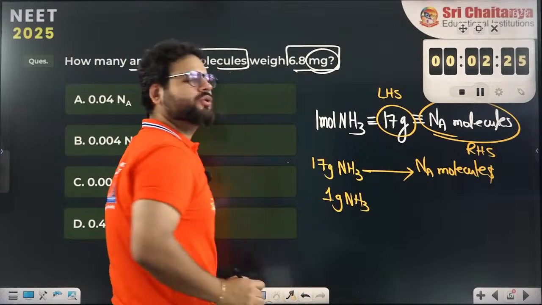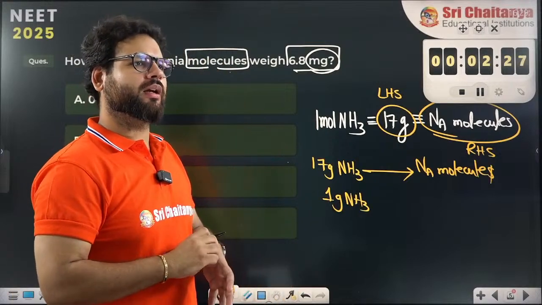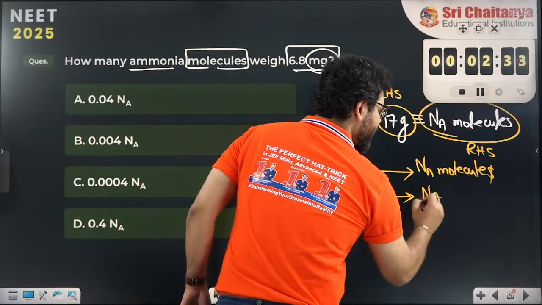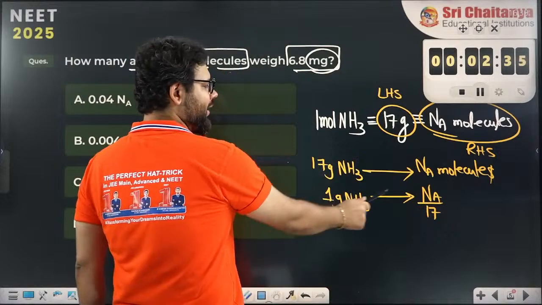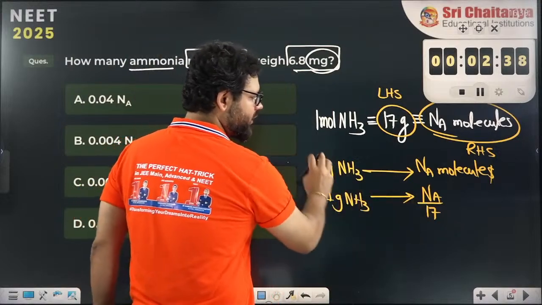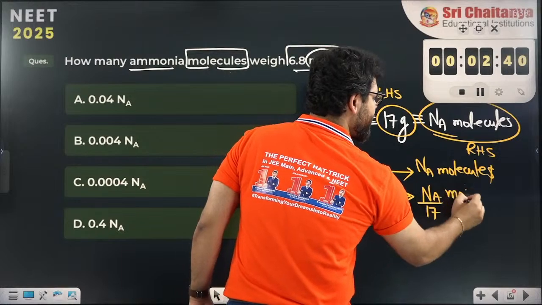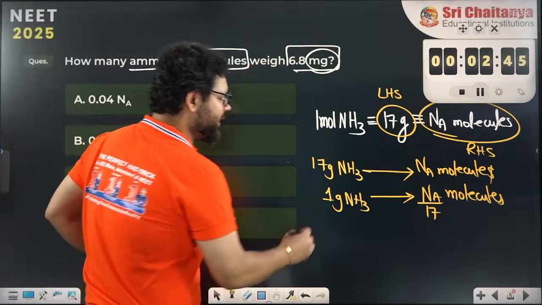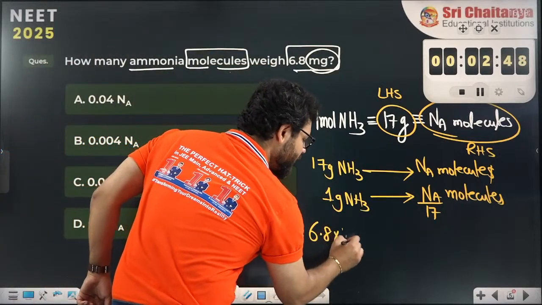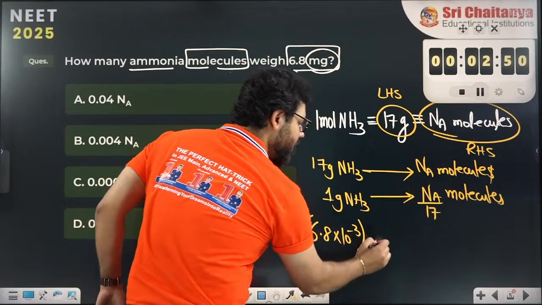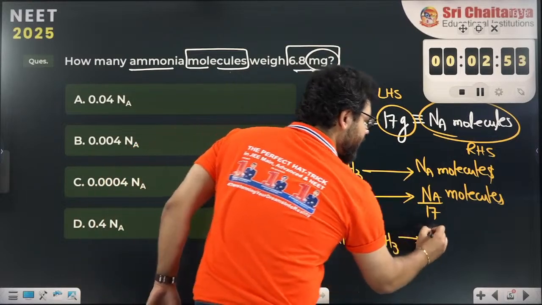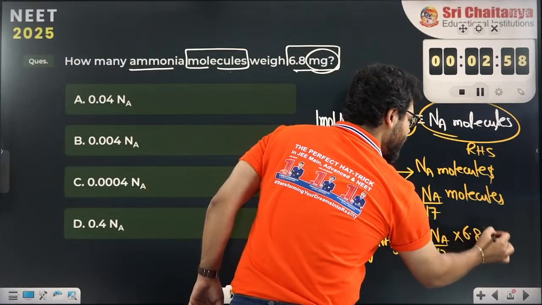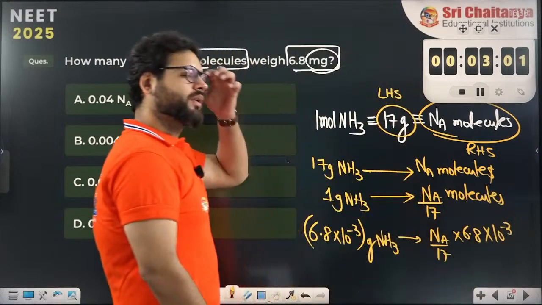Then 1 gram ammonia, you can use crisscross, you can use formula, you can use anything. 1 gram ammonia will contain Avogadro by 17. In the unitary method, this number always goes down. Na by 17 molecules. Now the mass given to you is 6.8 milli, means 6.8 into 10 power minus 3 grams ammonia will contain Na by 17 into 6.8 into 10 power minus 3 molecules.